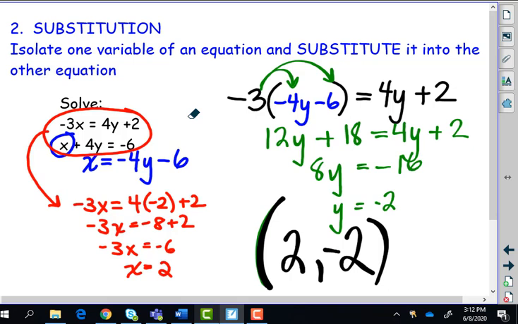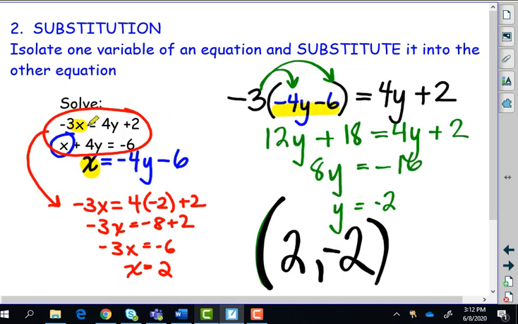So I'm looking at these two lines, and x is not by itself, y is not by itself. This x is not quite by itself, but it's easy to get by itself. So what I did is I took this x and brought the 4y over to the other side. So we know that x is equal to -4y take away 6. They call it the substitution method because we know what x is equal to, so we can substitute that in for x.